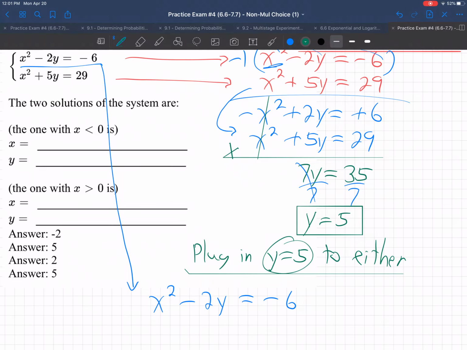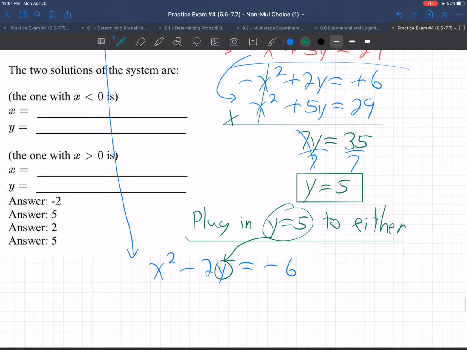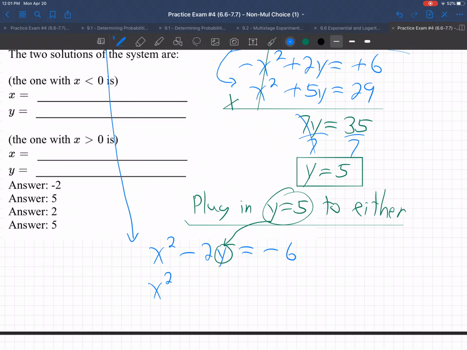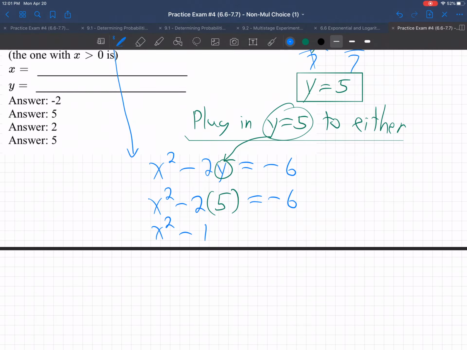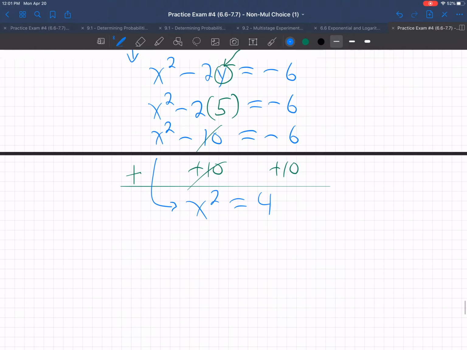Grab that 5, plug it right in there for y, and we get x squared minus 2 times 5 equals minus 6. X squared minus 10 is minus 6. Add 10 to both sides. And what do we get? These cancel. And so we get x squared equals 4. Now, how do you solve x squared is 4?